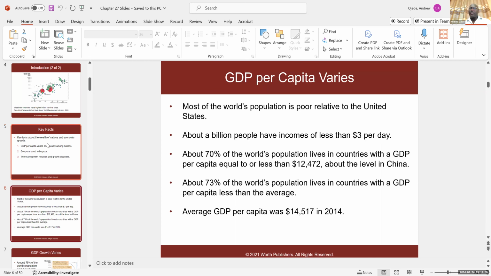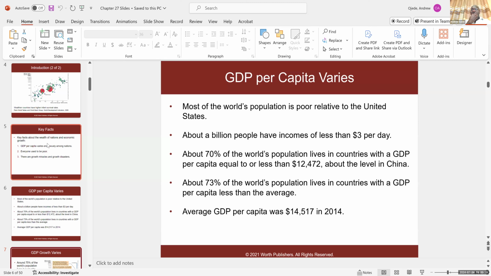So most of the world's population is poor relative to the United States. That's a fact. About 1 billion people have incomes of less than $3 per day. That is a fact. About 70% of the world's population lives in countries with a GDP per capita equal to or less than $12,472. So that's the average income for the entire year, which is about the level in China today. And about 73% of the world's population lives in countries with a GDP per capita less than the average. The average GDP per capita was $14,517 in 2014.